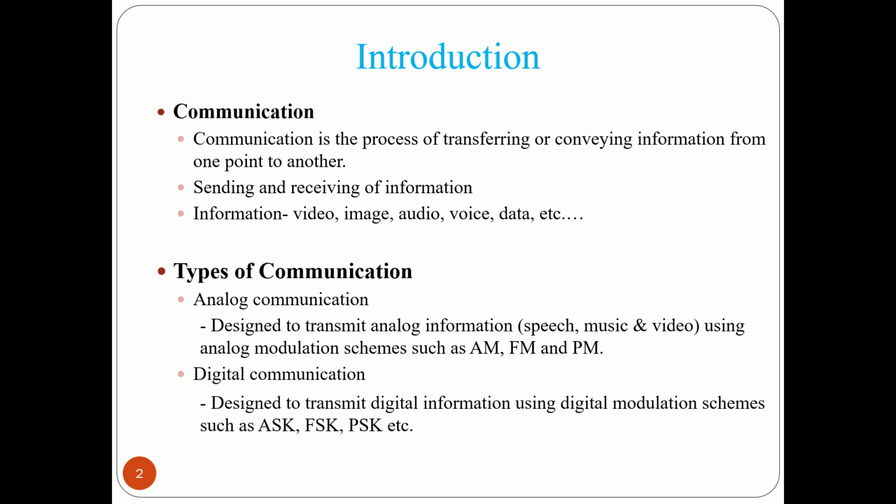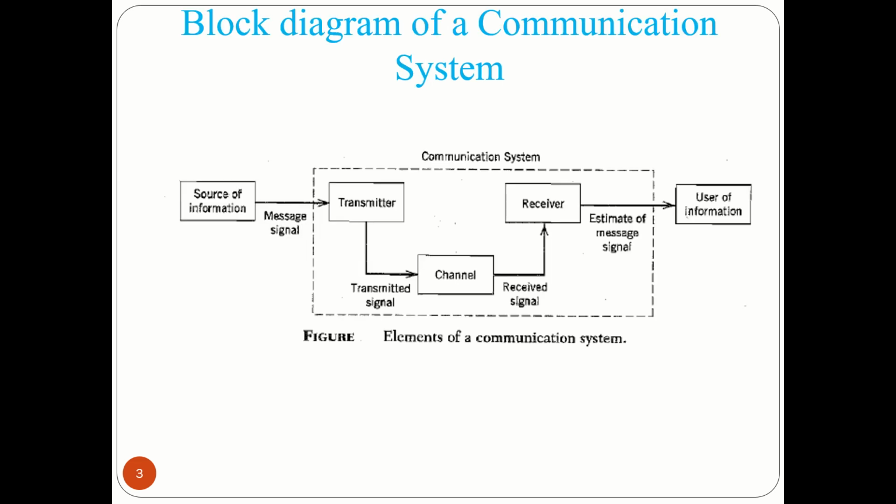The information may be an image, audio, voice, or any type of data or video. There are two types of communication: analog communication and digital communication. For analog communication, the information will be analog and we will use analog modulation schemes, for example amplitude modulation, frequency modulation, and phase modulation. In digital communication, we convert analog to digital, and we also use digital modulation schemes like amplitude shift keying, frequency shift keying, and phase shift keying techniques.